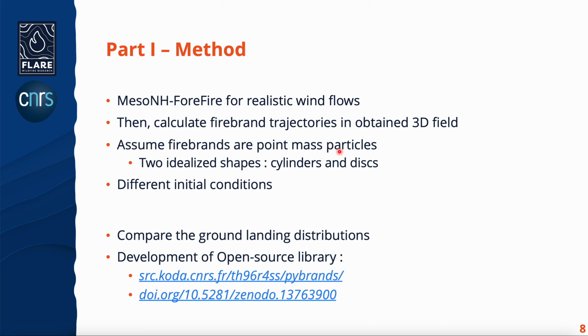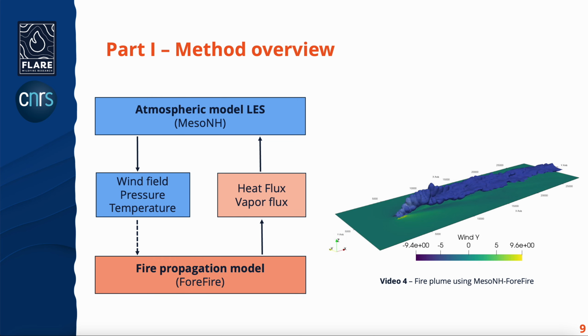To do so, we assume that the firebrands are modeled as point mass particles with two idealized shapes, either cylinders or disks. And so the firebrands that we simulate are going to have different initial conditions, such as different initial density, radius, height, also position and velocity, of course. And the main comparison that we're going to do is through the ground landing distributions of the firebrands. And we have done this in an open source approach. So we have published the code that was used to make these calculations and also the dataset that was published along the paper that we'll just talk about.